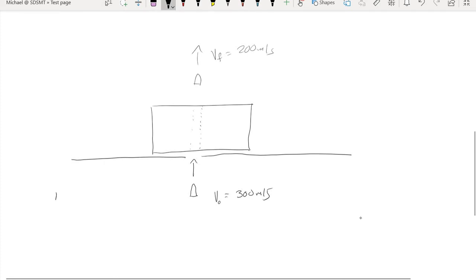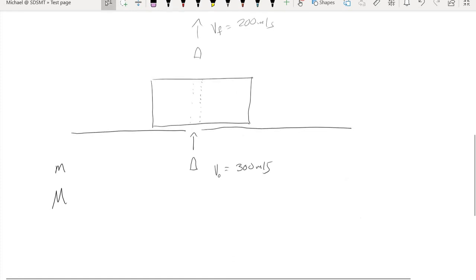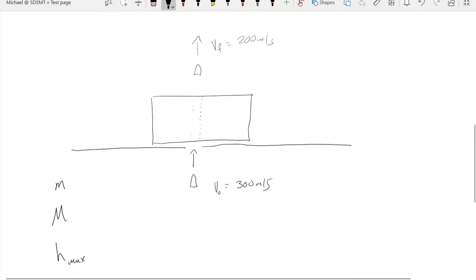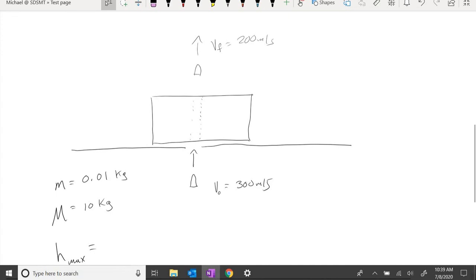So if the mass of the bullet is little m and the mass of the block is big M, what will be the maximum height that the block achieves after having this bullet pass through it? Now, if we want to add some values to this, we can. We'll do another 10-gram bullet. But this block, we'll say it's 10 kilograms instead of just the 5. So what's the maximum height?